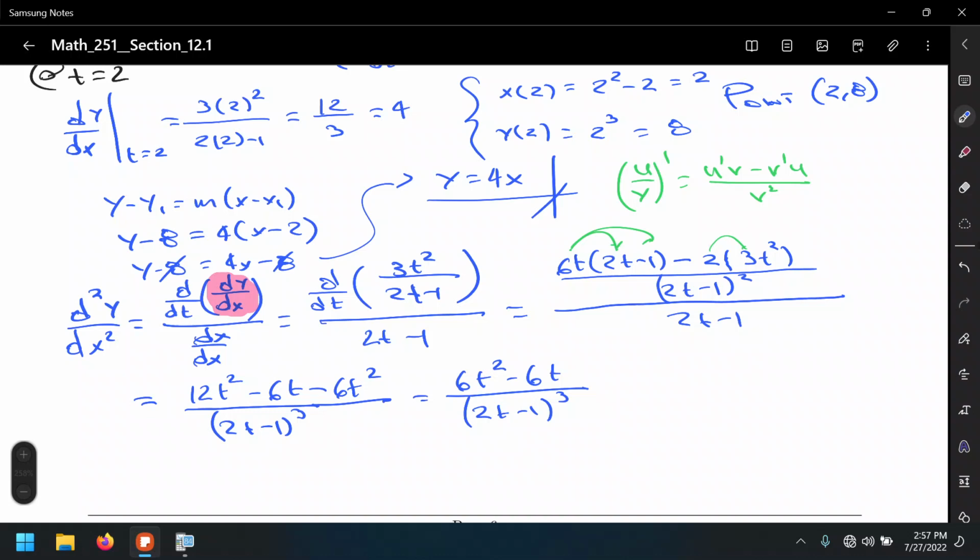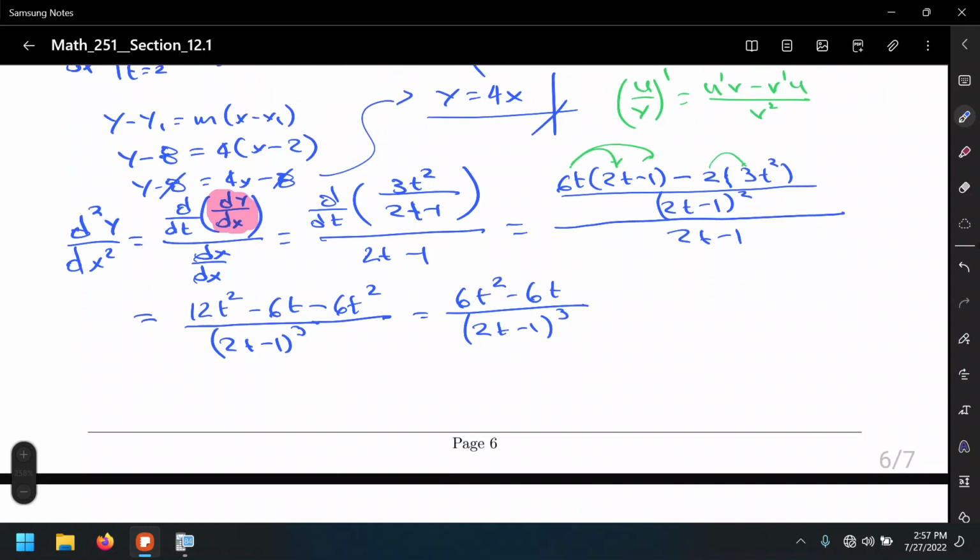So that's the second derivative, alright? But in this case, we're not going to set anything equal to 0, because they're not asking us for the intervals in which the given function is concave up or concave down, and therefore finding points of inflection. No, that's not the question. They're only asking us for the concavity at a given point, which is better, because all we have to do here is simply evaluate the second derivative at t equals 2.